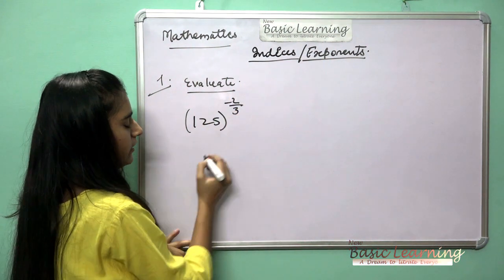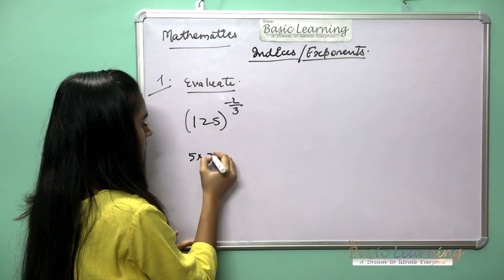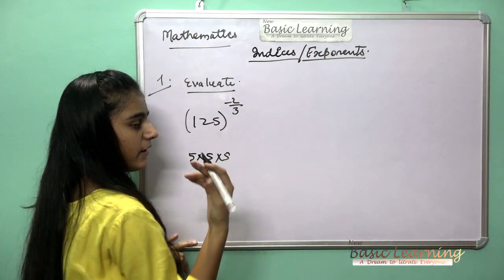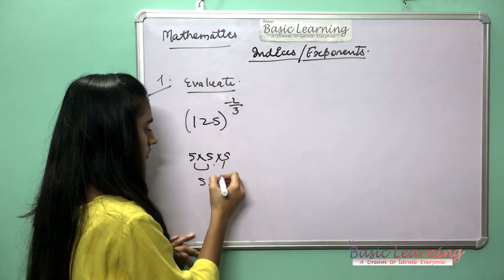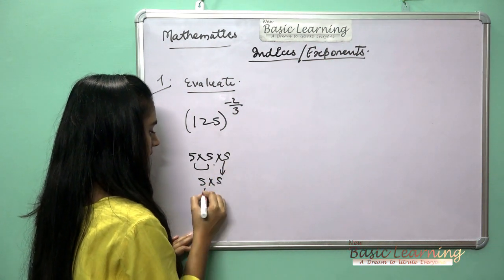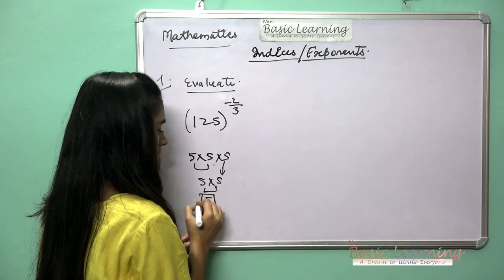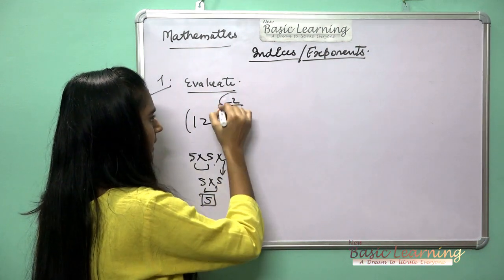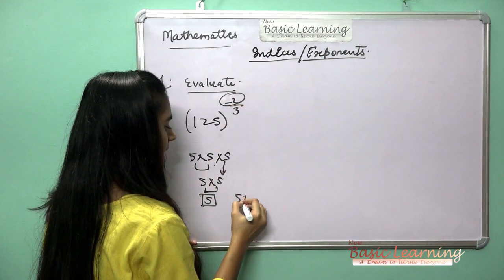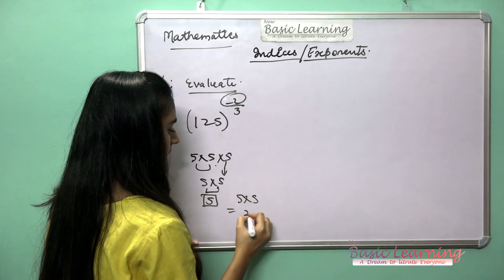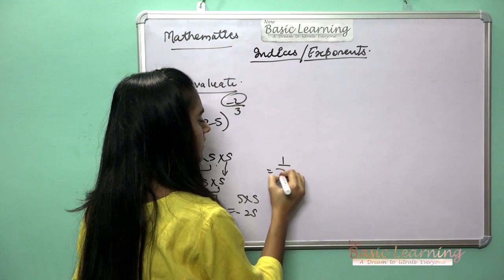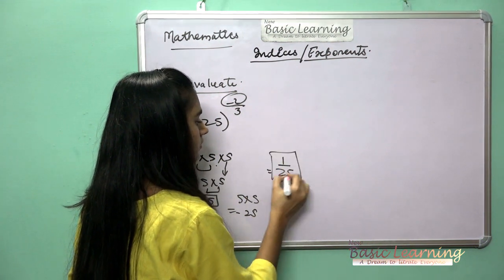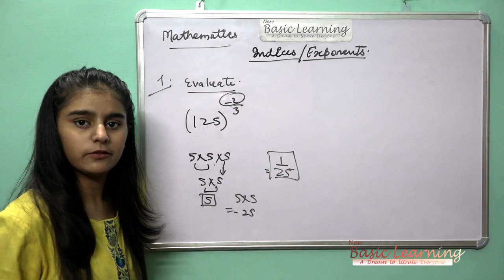Now the question is 125 to the power minus 2 upon 3. So when we write 5 3 times, we get 125, and when we take out common from this, 5 into 5, and common is 5 only, and when we multiply 2 times 5, we get 5 5 25, minus 25, and now the reciprocal is 1 upon 25. This is the answer.